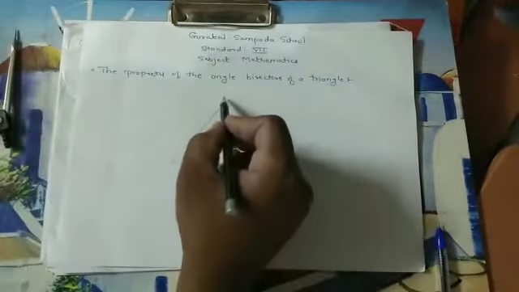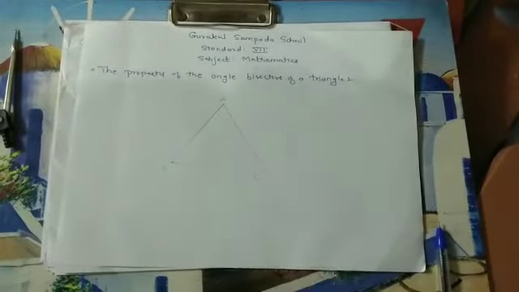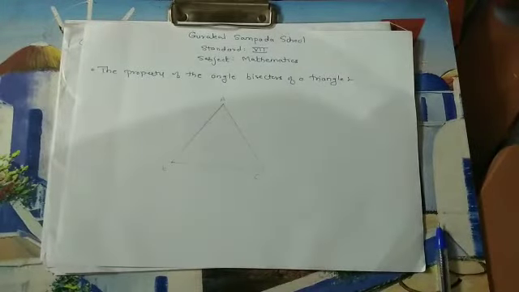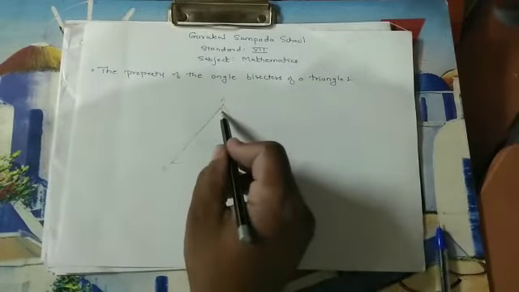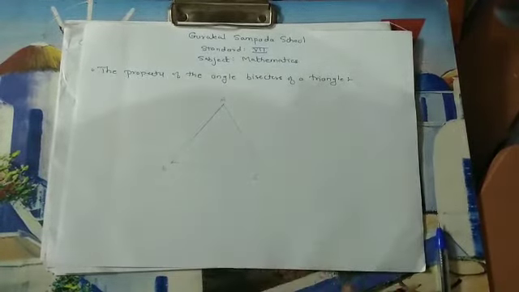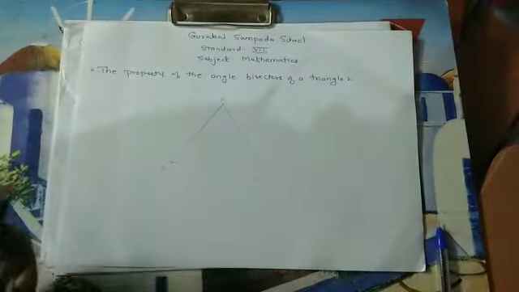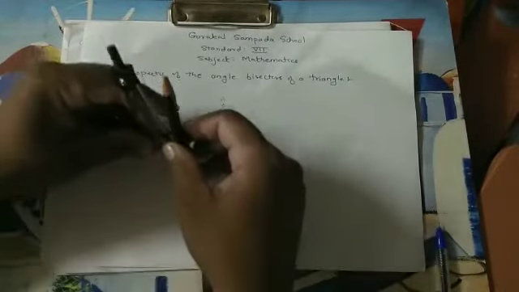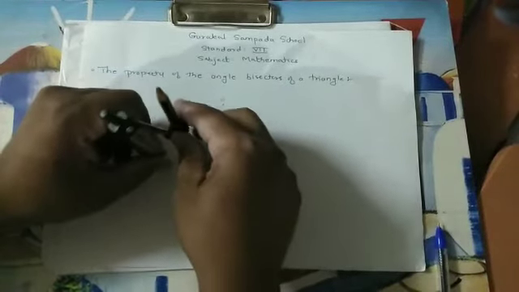Suppose I give the name triangle ABC to the triangle. Now I have to draw the bisectors of all these three angles. Suppose here is the first angle, second angle and third angle. We know that initially we randomly mark the arc from this. Suppose here we want to divide this first angle.